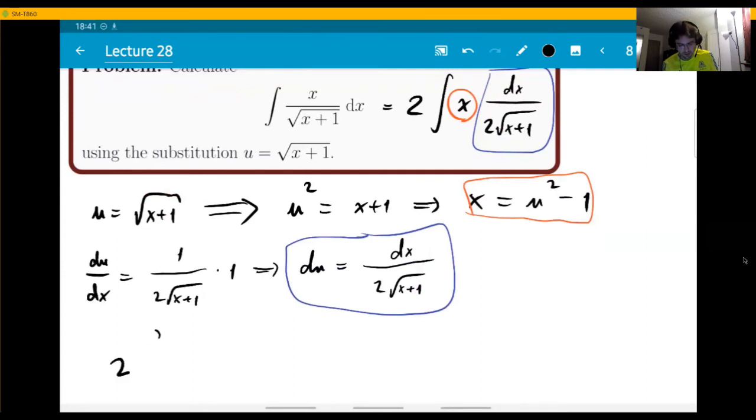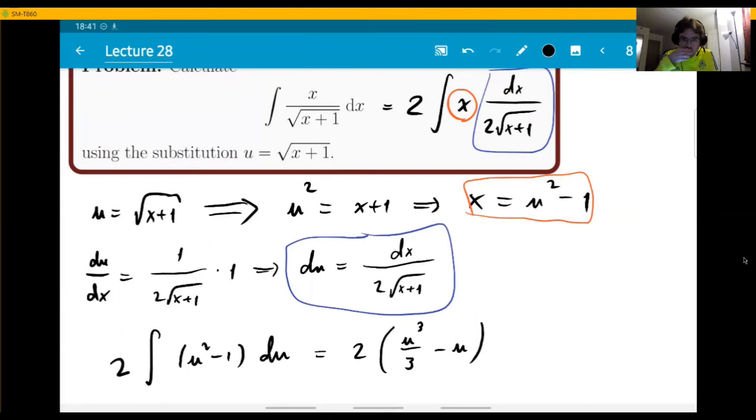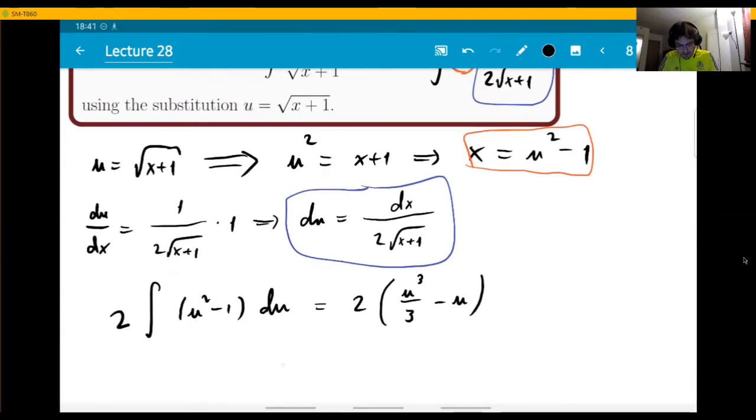So let's carry this out. 2 integral u squared minus 1 du. Blue times red. Now this is a very easy integral to perform. 2 times u cubed over 3 minus u. There are no limits; this is indefinite. So technically there's a plus c here, but we don't do that yet because we go back to the x variable first. So 2 times, let's see, u was equal to square root of x plus 1. So you're going to replace that with this.